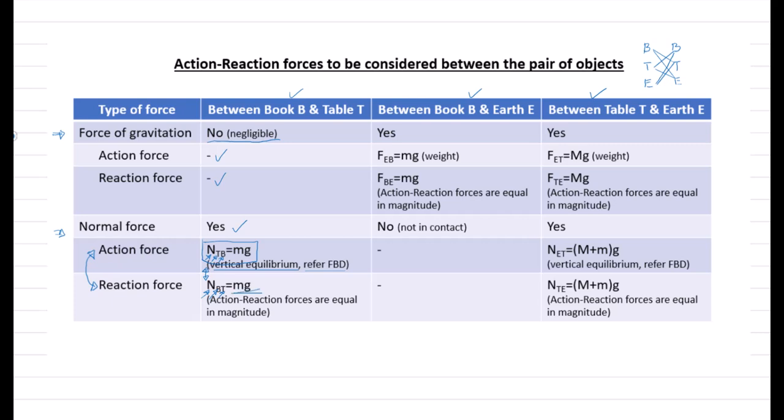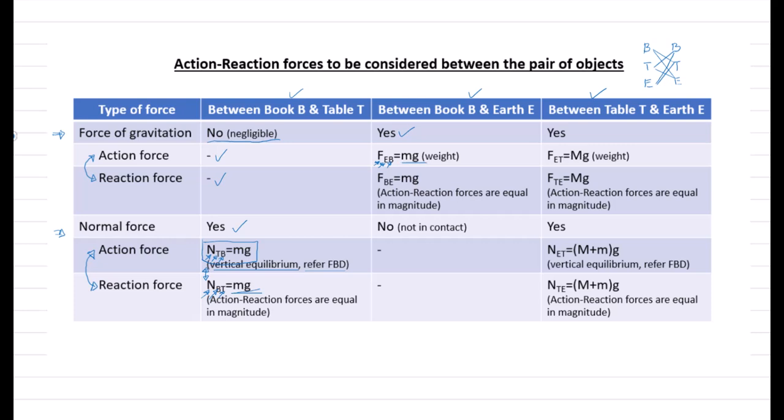Now let's move to the pair book and Earth. So will there be a force of gravitation applicable? Yes, because Earth will be pulling the book towards it and vice versa. So let's say for convenience, over here also, action and reaction forces can be used interchangeably. So let me just call the action force the force by Earth on the book. That will be equal to the weight of the object, and we know that that is given by mg.